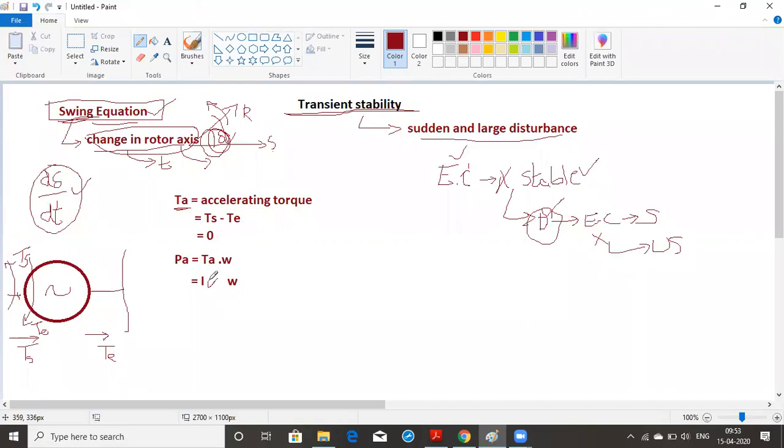I into alpha into omega. Okay, so we are going to call this product an accelerating torque, which is nothing but the product of the moment of inertia. I indicates the moment of inertia of the rotating body. Okay, we are going to call it the moment of inertia, right? Whereas this alpha, we are going to call it the angular acceleration.